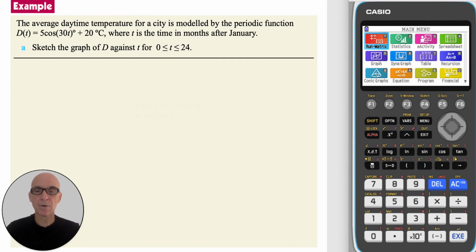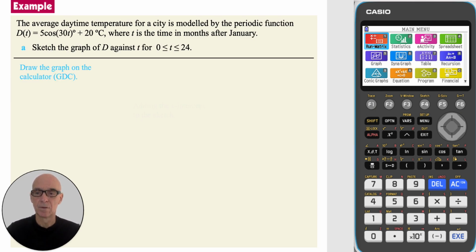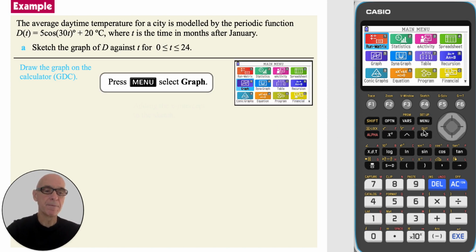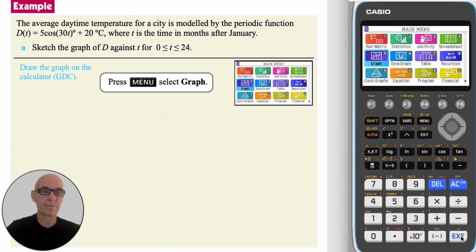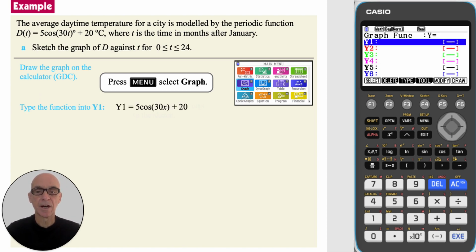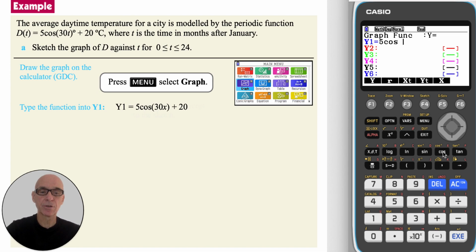In part A of this question, we're asked to sketch the graph of d against t for the periodic function given. To draw the graph on the calculator, from the main menu, select Graph. Type the function into y1. So that's 5, pressing the cos button, opening a bracket, typing in 30, pressing the x variable button, closing the bracket and adding on 20. Press execute to enter the function.